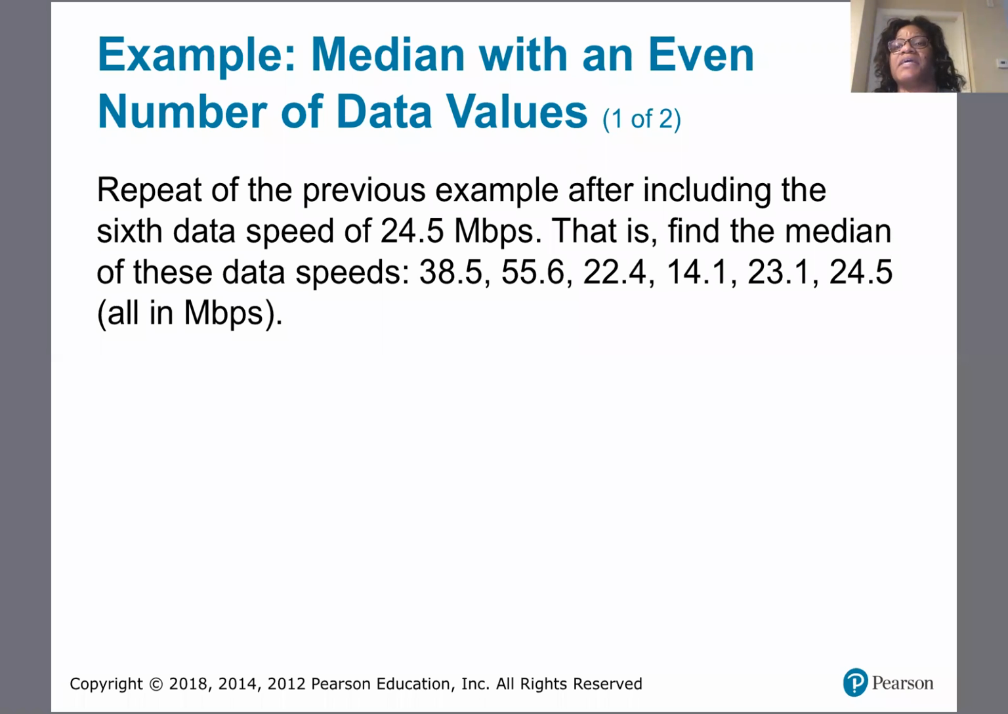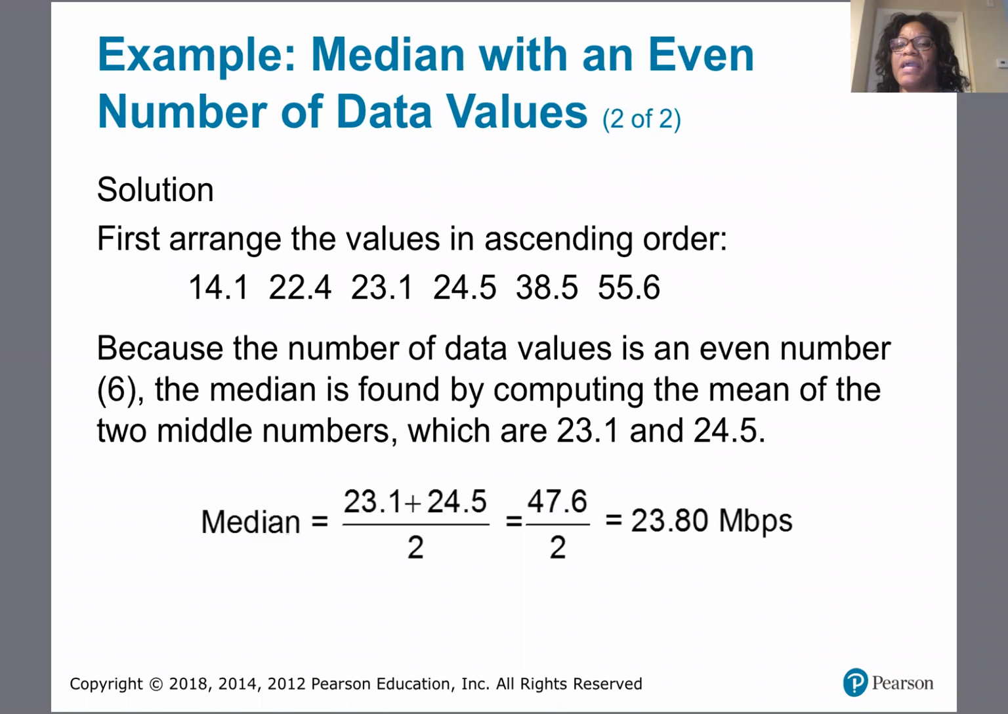Now let's look at the median if we were to have an even number of data values. We're going to repeat the first example, but we're going to include a 6th data speed, which is 24.5 megabytes per second, and then find the median. We set the problem up just the same. However, you'll notice if I try to get to the middle of my data values, I have 2 directly in the middle. So I have to take the average of the 2 middle data values, 23.1 and 24.5. When I take the mean of those values, you'll get 23.80.